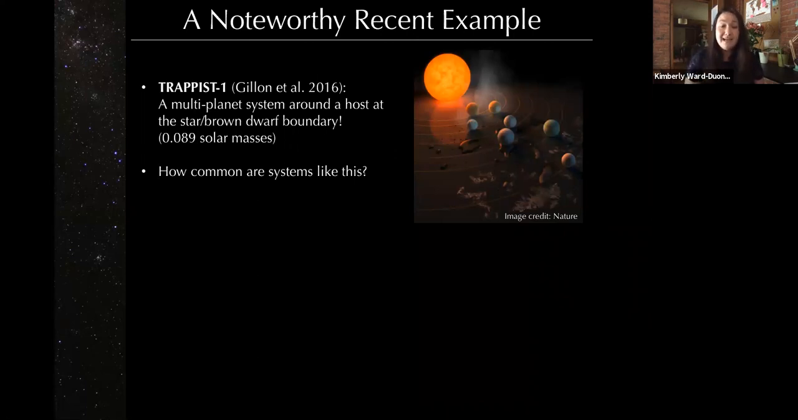But it had multiple planets, and one of the things we'd like to understand is, are these kinds of systems common? If we know that these kinds of stars are the most abundant stars in the galaxy, is this the predominant route by which planetary systems form in the Milky Way?